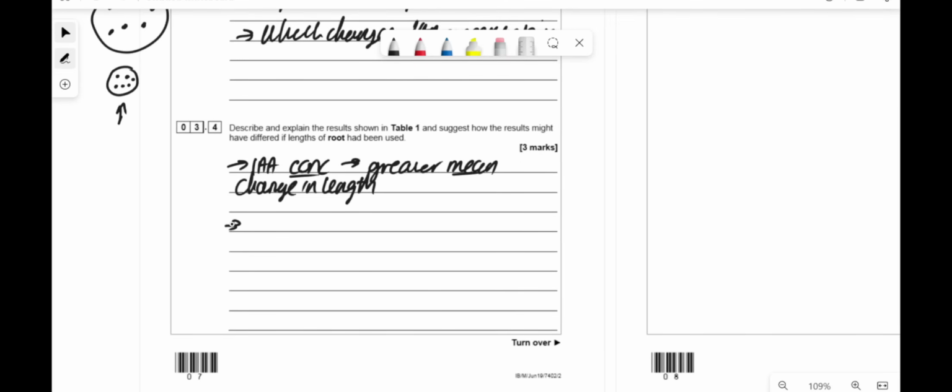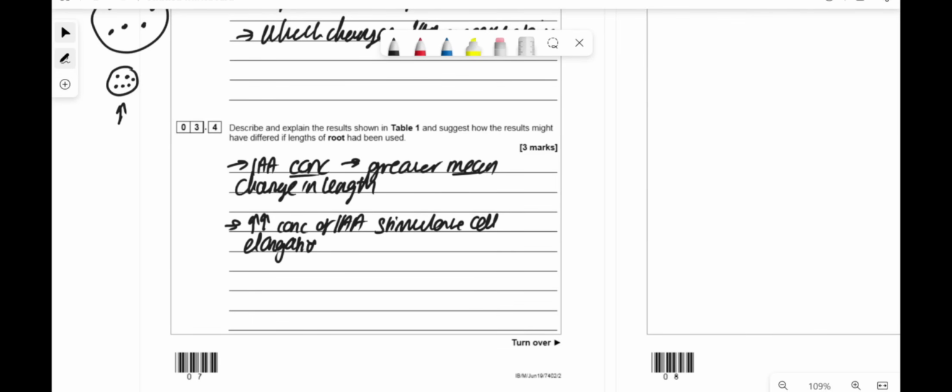You need to say what the table's talking about, not just, oh yeah, more IAA means more growth. That means nothing. The table says the mean change in length. So now we need to talk about why. In shoots, high concentrations of IAA stimulate cell elongation. So that's why they're growing longer, growing taller. The length is changing.